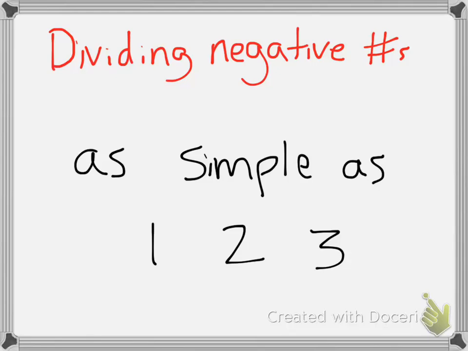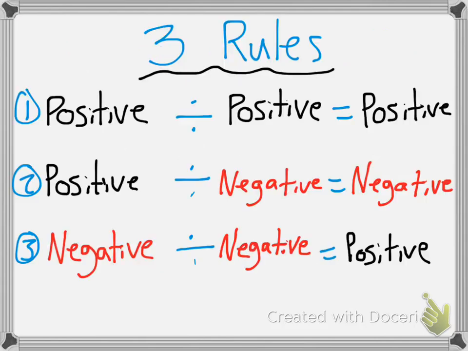All right, you guys, so we're going to talk about dividing negative numbers. And if you remember from multiplying positive and negative numbers, it's the exact same rules. Okay, and it's as simple as 1, 2, 3. Now let's look at the rules.